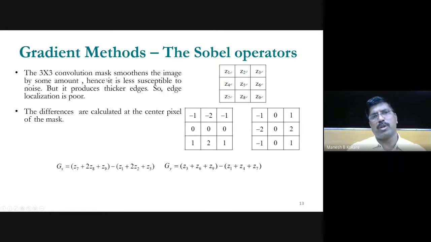So the 3x3 convolution mask smooths the image by some amount, and hence it is less susceptible to noise. Because of this 3x3 mask, it may smooth the image, or it may average the image to some extent, not fully. And that's why the noise problem will be reduced as compared to the Roberts operator. But it produces thicker edges. This is the disadvantage of the Sobel operator. What is the requirement? You want an edge one pixel wide. So edge localization is poor in this case.